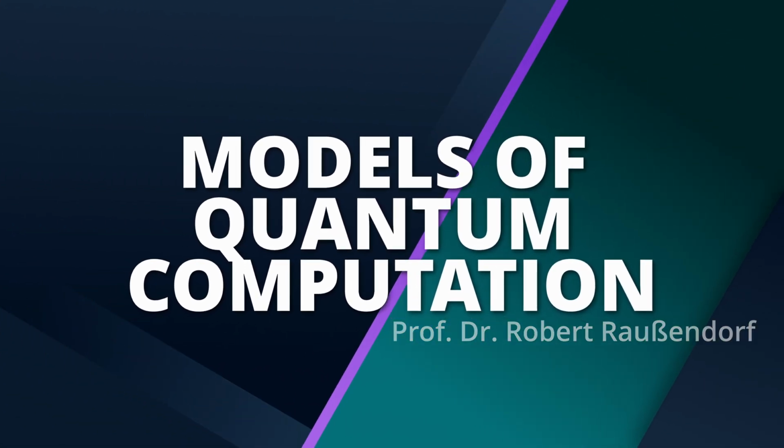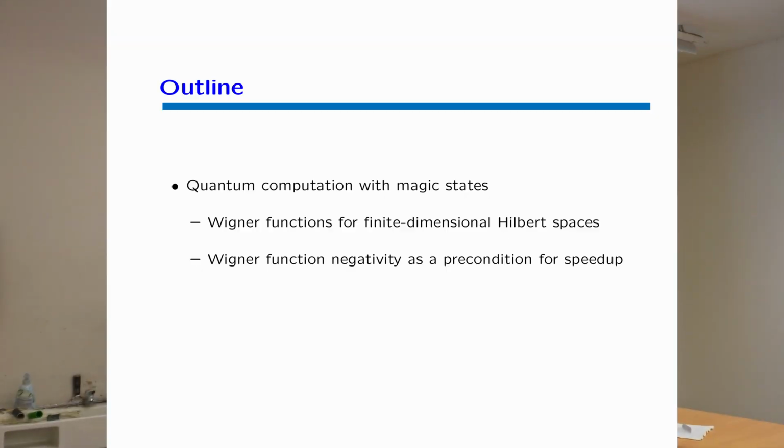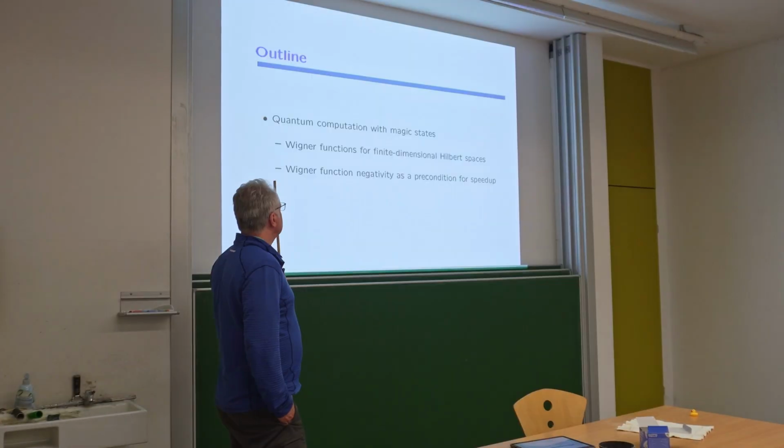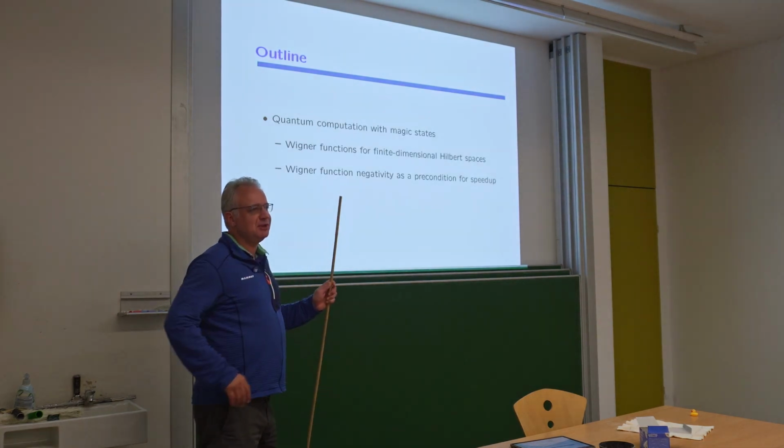So what we do today and tomorrow is the second half of talking about quantum computation with magic states. We have already talked about the computational scheme last time. Today and tomorrow we will talk about the role of Wigner functions in it. We'll talk about what Wigner functions are.